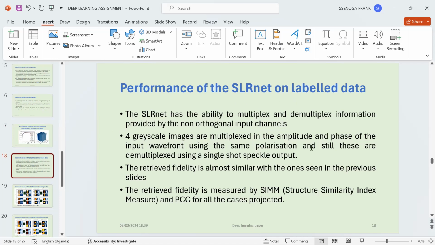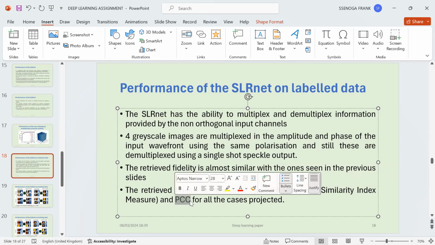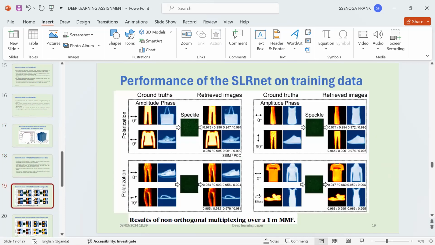4 grayscale images are being multiplexed at the same polarization, and then they are multiplexed using a single speckle output. Structure similarity index measure, I talked about that. It also works with the same functions, or it is used to retrieve the fidelity, which is the score, the performance of the model here.